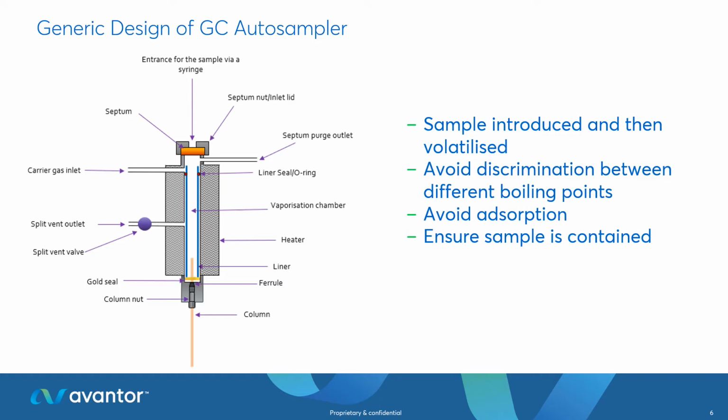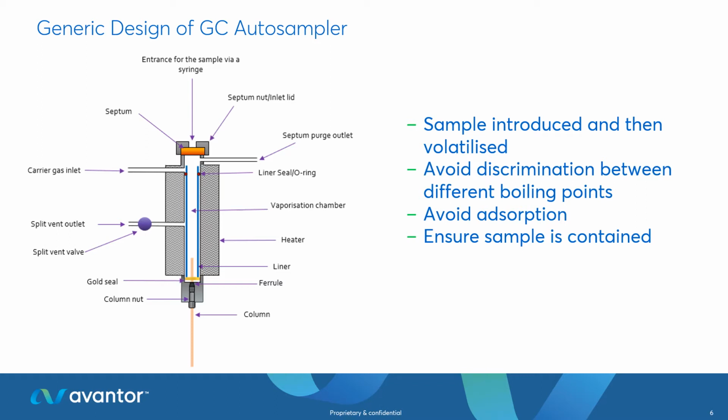In terms of the physical process, the needle pierces the septa and is introduced into the vaporization chamber. At this point, the heating effect will start to volatilize the sample as it's introduced into that chamber, and it's important that we try to avoid any discrimination between compounds that have different boiling points. This can occur because the split valve will preferentially take off certain types of compounds related to their boiling point.